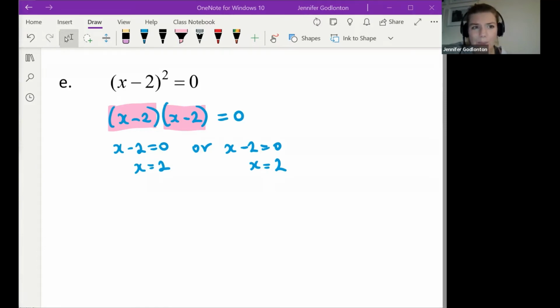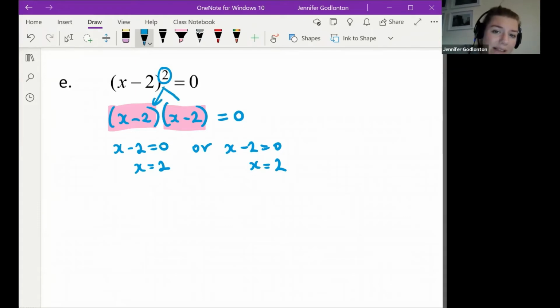Inkteco, hello. Ma'am, why isn't there a plus sign in the other bracket? Because this is squared. So this square means that these two brackets have to be exactly the same as each other. If I wrote 5 squared, that's 5 times 5. Those numbers have to be exactly the same. So, ma'am, even if it's cubed? If it's cubed, then I would have 3 of those identical brackets. Okay. Thank you.